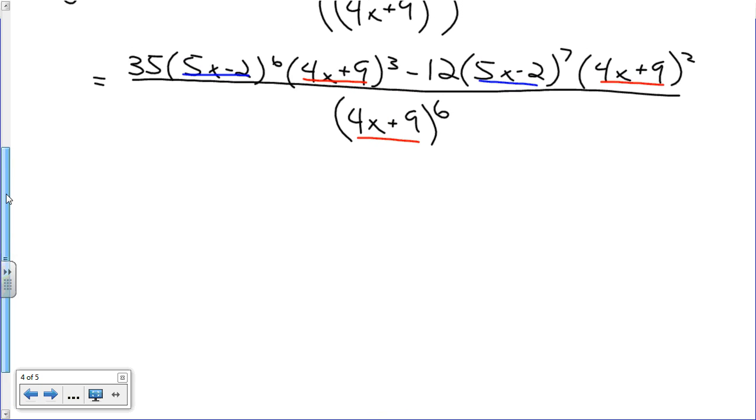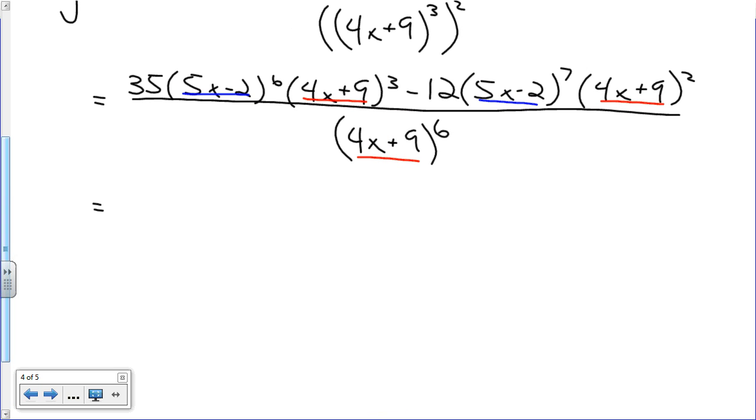in this next step. So the 35 is going to stay in there. There is a common factor of 3, I guess, between the 12 and the... no, take that back. There's not a common factor between the 12 or the 35, so I have to leave that all in there. But I do have some 5x minus 2's, so I'm going to factor out the 5x minus 2. I have 6 of them in the first term, 7 in the second one, so I can factor out 6 of them. The 4x plus 9's, I've got 3 of them in the first term and only 2 of them in the second, so I can only factor out 2 of those guys.